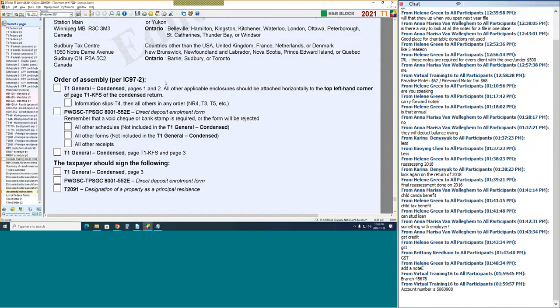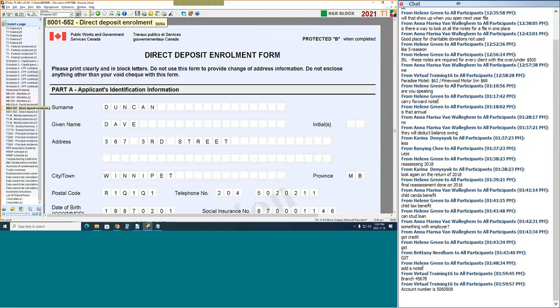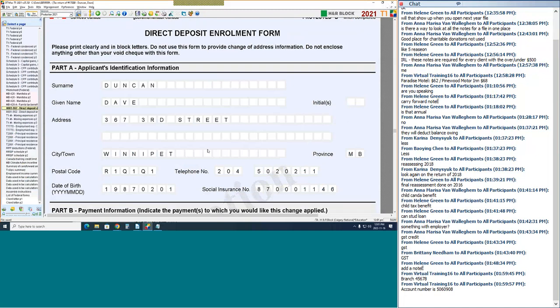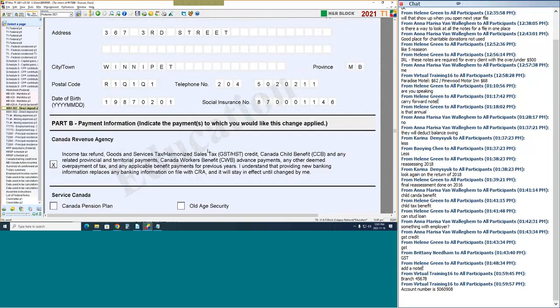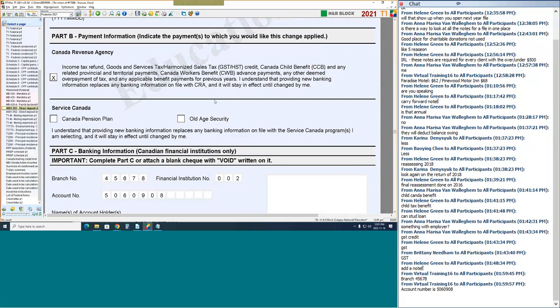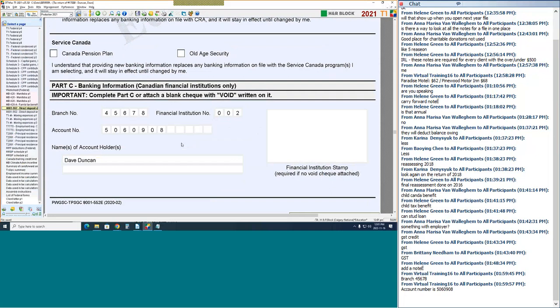When you do that, you're going to have a direct deposit form. You're going to notice somewhere above your moving expenses, in the middle of all your documents, a direct deposit enrollment form. It's going to have personal information in here, and then it's going to have, I want to do all of my CRA stuff. If they want to have their CPP or their OAS direct deposited, they have to do a different form with Service Canada, so we won't be doing that for them on this form. It's going to have their banking information.